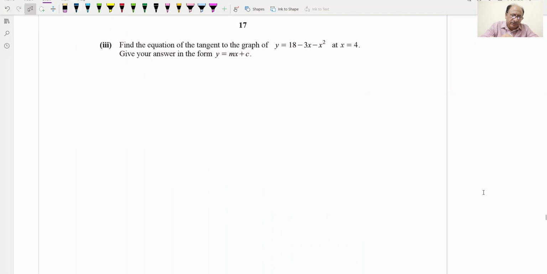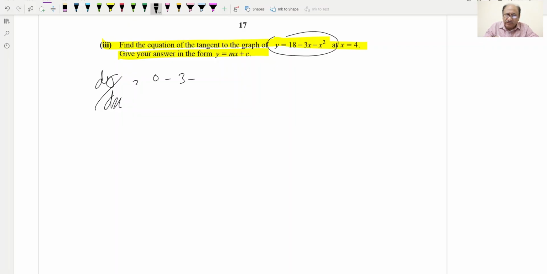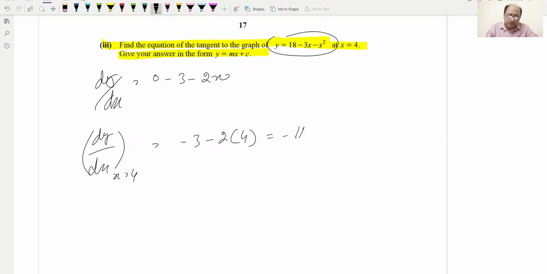Now part 3, they are saying find the equation of the tangent to the graph at x is equal to 4, that is the derivative dy over dx. Derivative of this given equation will be what? Constant will be 0, minus 3x will have derivative minus 3, and minus x squared will have derivative minus 2x. And now dy by dx at x is equal to 4 will be minus 3 minus 2 into 4, which will be 8, so minus 11, and this will be give your answer in the form y is equal to mx plus c.